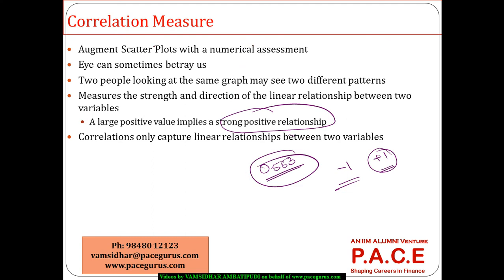So it's always better to augment the scatter plot with a numerical assessment of the relationship. Because in some cases, even though we can use the scatter plot, our eye can betray us very much. And the biggest problem with any graphical interpretation is that two different people look at the same graph, and their interpretation could be entirely different. So I'm looking at some measure which can indicate the strength of the relationship between the two, and that is what is coming out through the correlation measure.